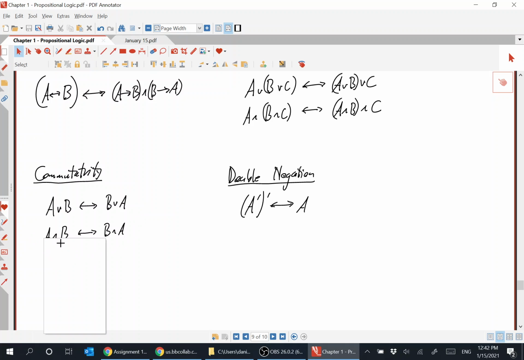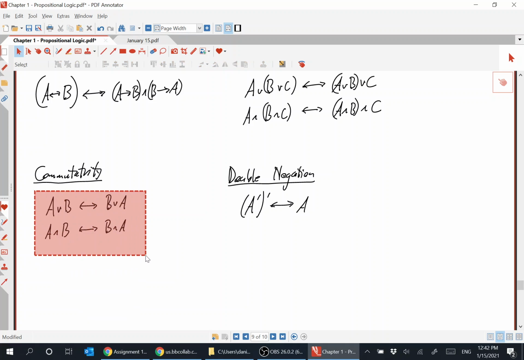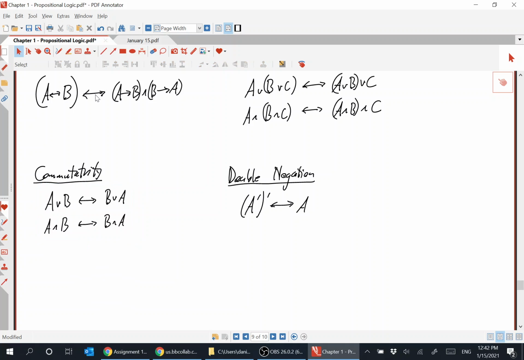So there are some differences in the way we use speech and propositional logic, and this is really a nice example of it. Double negation. What's next?